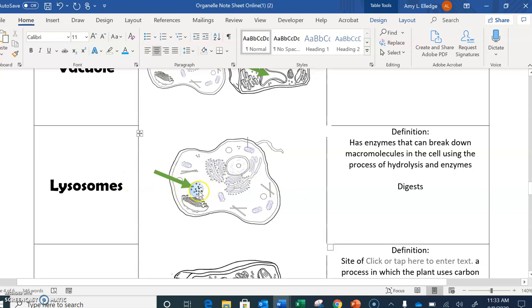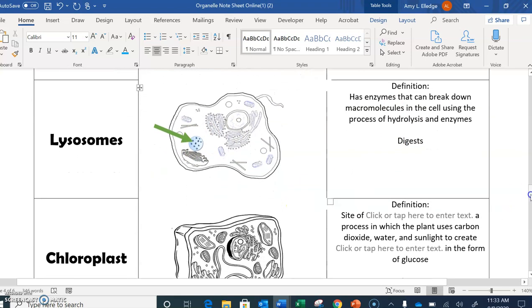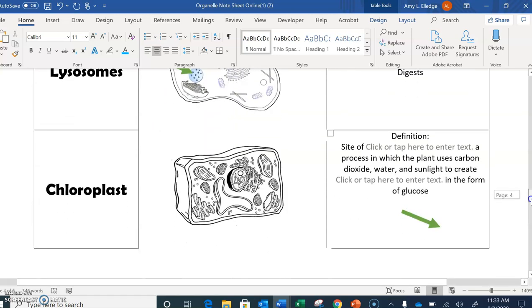So when I think of a lysosome, it looks like a chocolate chip cookie. So I say you eat the chocolate chip cookie, you digest the chocolate chip cookie. Lysosomes. You can also think of it as like Lysol that you spray it on like the coronavirus and it breaks it down.